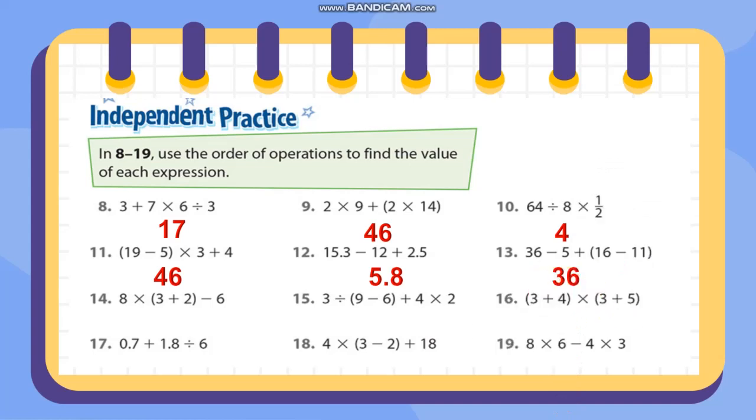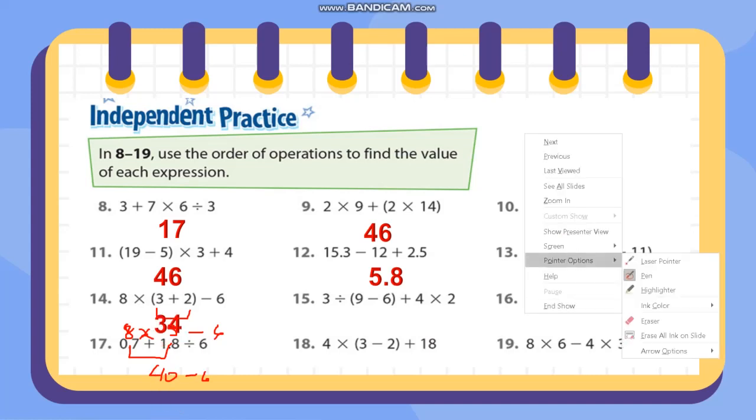Question number 14. 8 multiplied by the parentheses 3 plus 2, minus 6. Apply the PEMDAS rule, the parentheses first. So 3 plus 2 is equivalent to 5. Then 8 multiplied by 5 minus 6. What is 8 multiplied by 5 minus 6? We need to multiply first based on the rule. So 8 multiplied by 5 is 40, then 40 minus 6 is equivalent to 34.